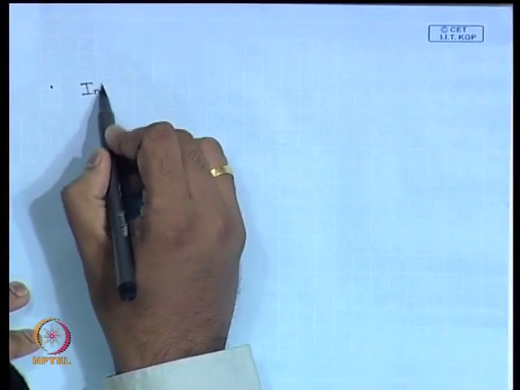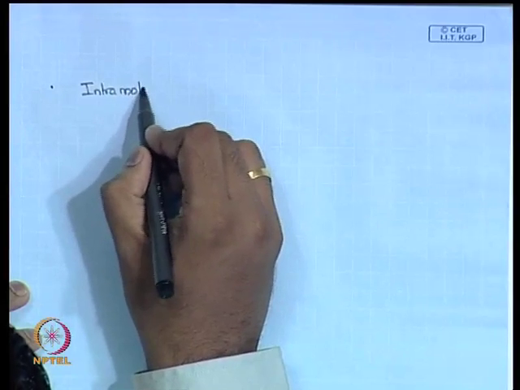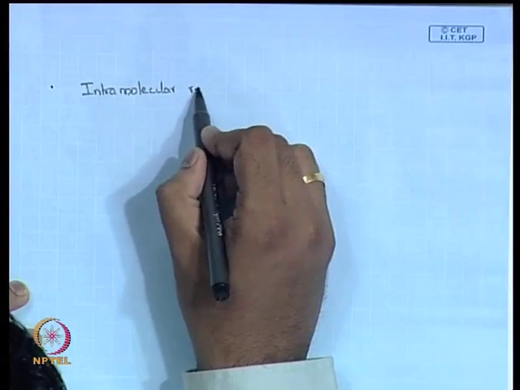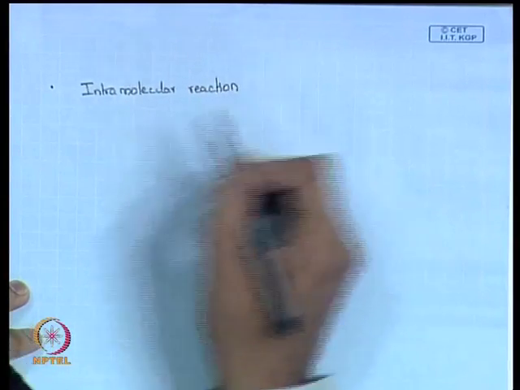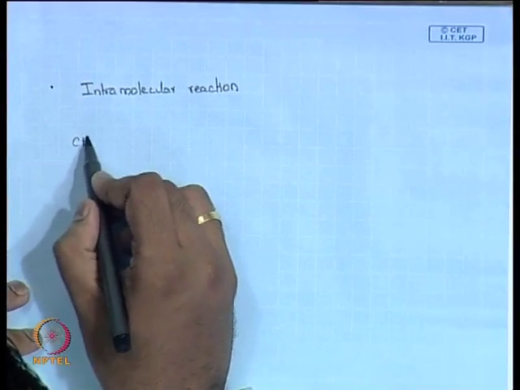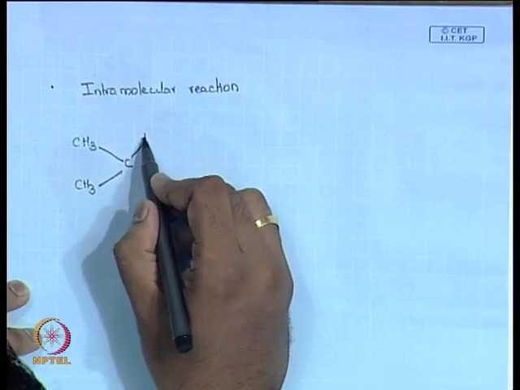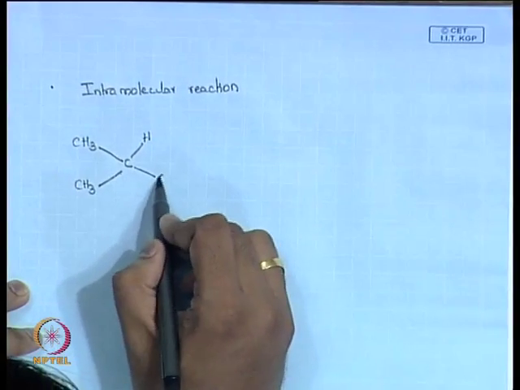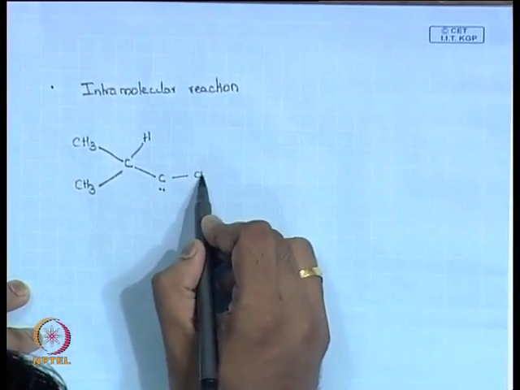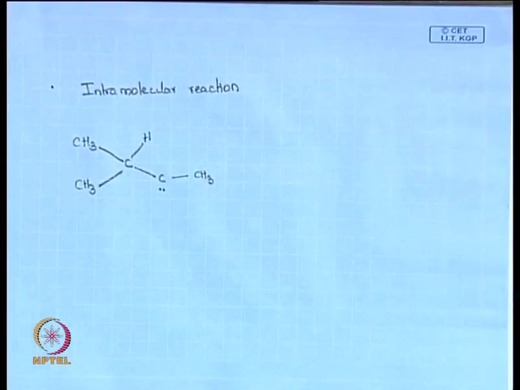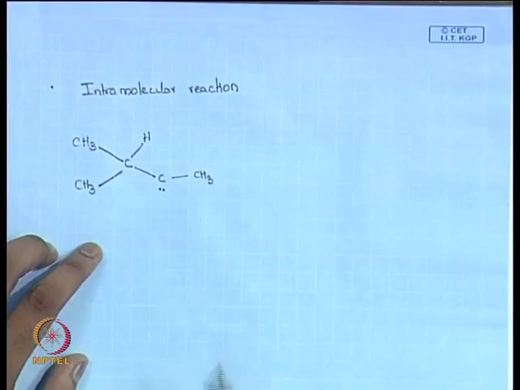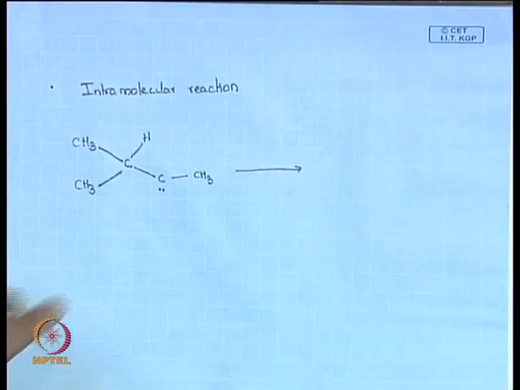Then, any other reactions? You can see intramolecular reactions happen. For example, I have a CH3. You can call this a hydrogen shift, or you can call this intramolecular. Anyway, you have this one. I have generated a carbene here. What do you think it can do?